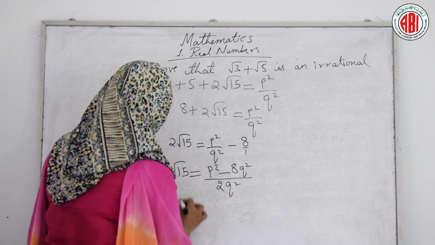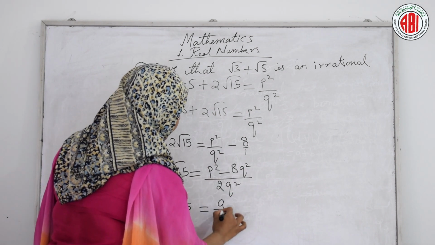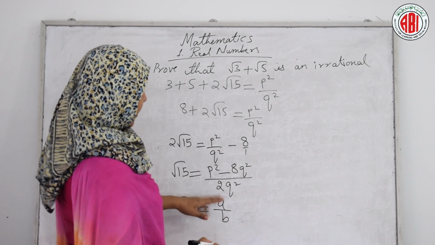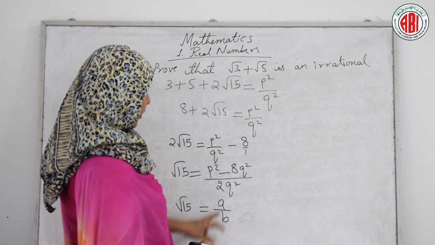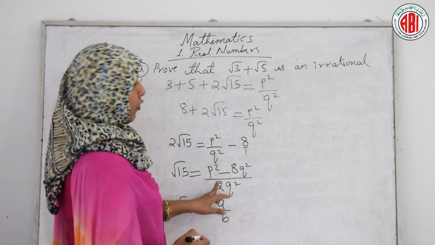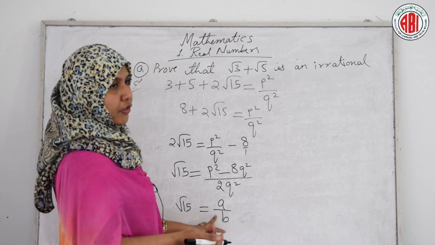That means root 15 we can mention in a by b form. What we are getting for root 15, that is what we are expressing. A is nothing but this expression and b is nothing but this expression. That means root 15 is equal to a by b. What is a by b? A by b is nothing but rational.